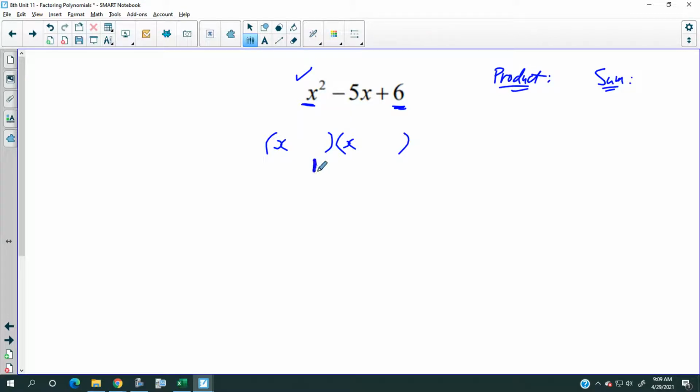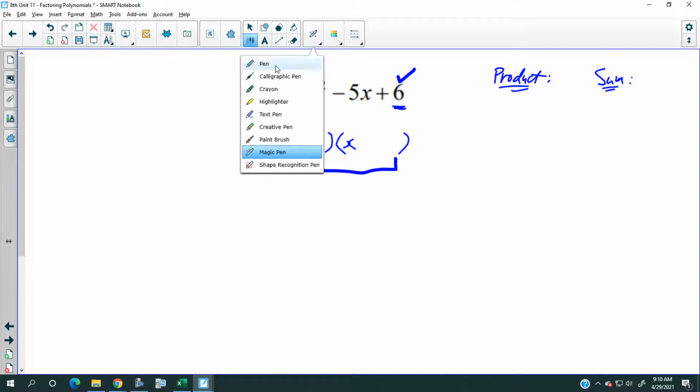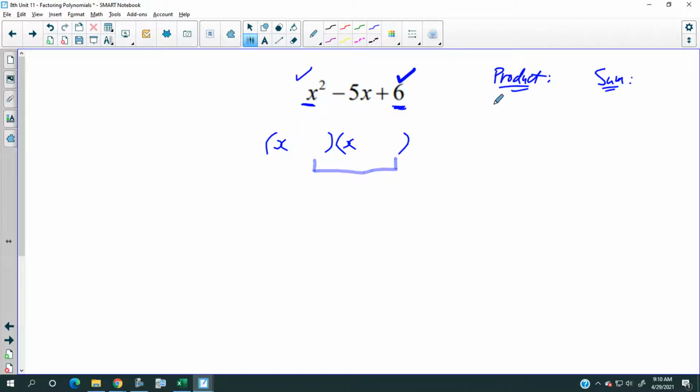So remember that, the last two numbers have to be multiplied. So similarly, it's this one right here that we're looking at for the 6. So what would give us 6?